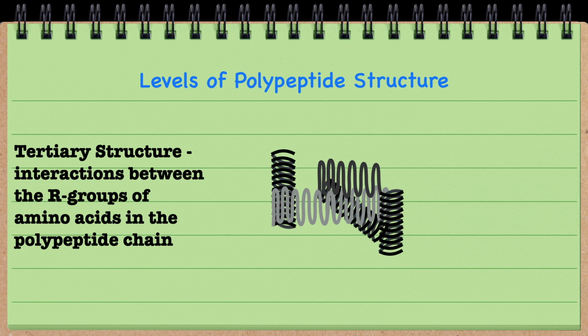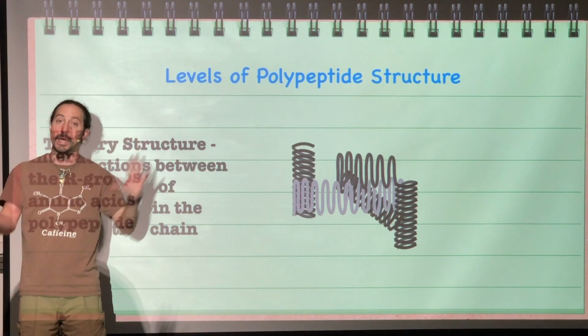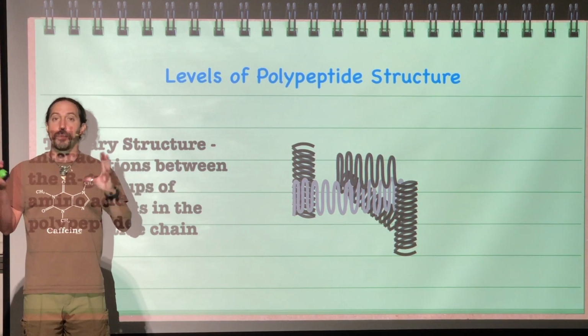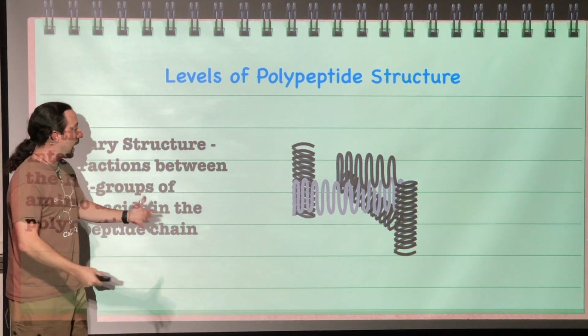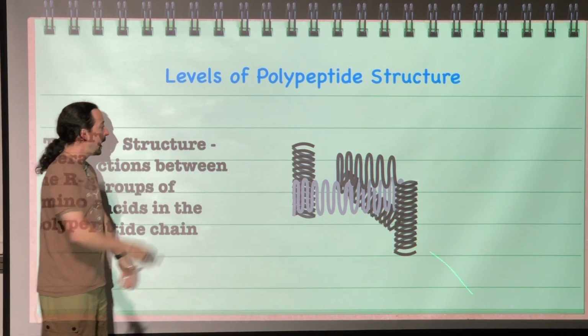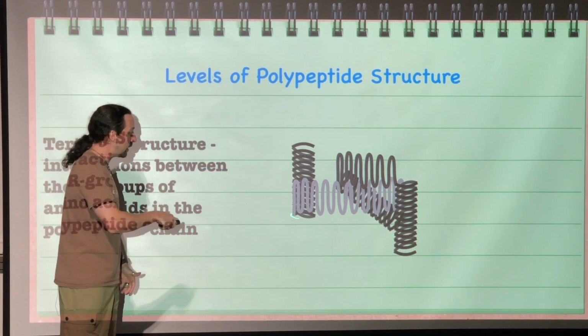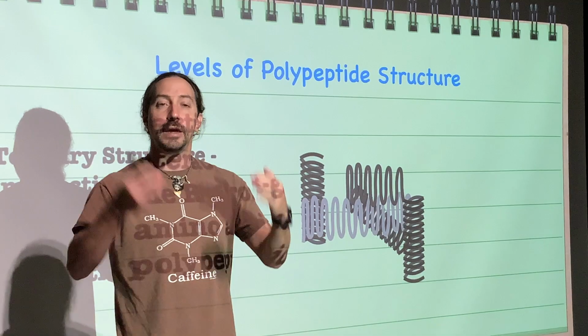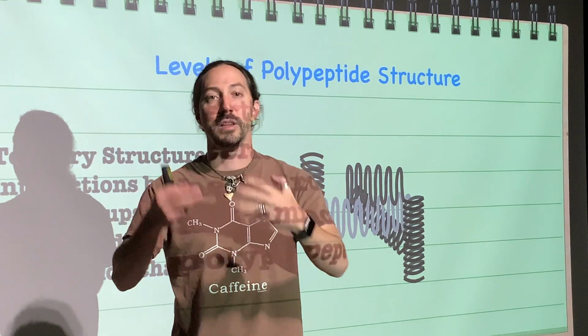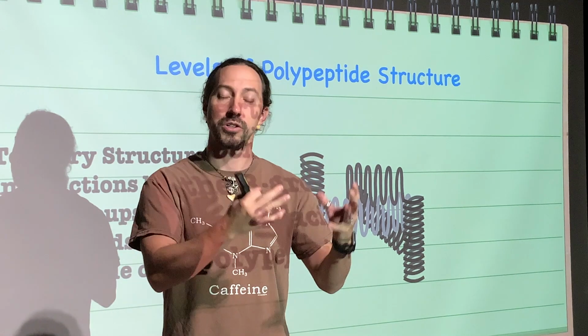So we have a bunch of interactions between these different secondary structures that are based upon the R groups of the amino acids interacting. That gives us our tertiary structure, and now this chain is folded up into a specific shape. They get their shape based upon these different levels of structure.